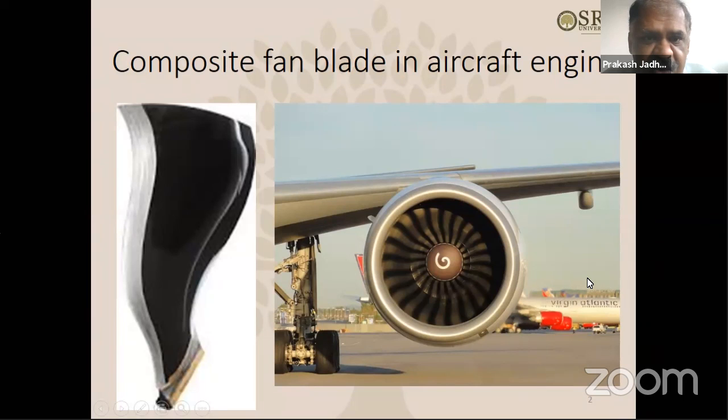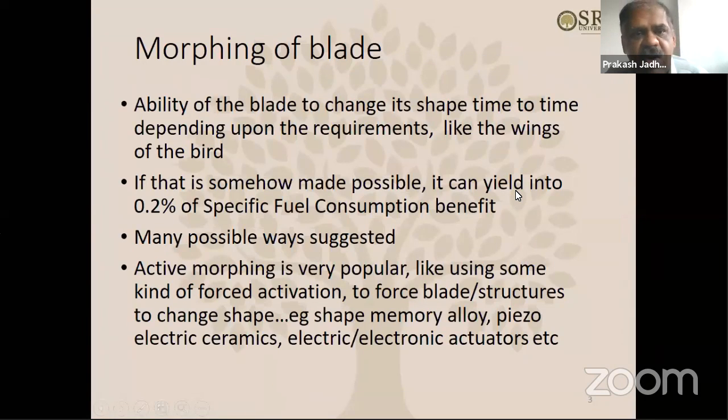So let's talk more about morphing. What is morphing? I'm talking about morphing in terms of the fan blade. There could be different meanings of morphing for different technologies and applications, but as far as the fan blade is concerned, the simple definition is the ability of the blade to change its shape from time to time depending upon the requirements, like the wings of a bird.